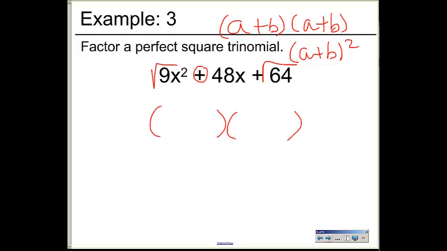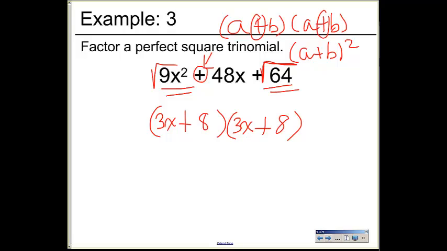I know I'm going to have a plus and a plus because of this middle term having a plus, so I know they're both positive. Take the square root of 9x squared. The square root of 9x squared is going to give you 3x, and I know I'm going to have 3x in both locations because that's how I get a 9x squared. Then I take the square root of the 64, and I get an 8 and an 8, and I know it's in both locations because that's how I get a 64.